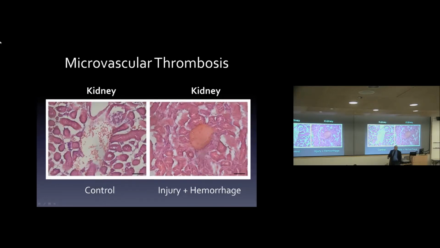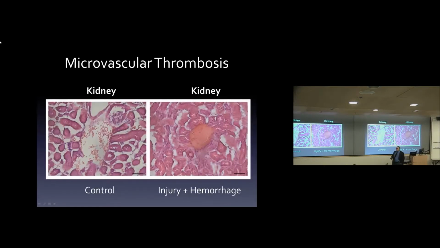We didn't find very much clot in our control animals, which was good. However, in the mice that had the injury and the hemorrhage, we were looking around, and lo and behold, there it was. So this pink is consistent with fibrin deposition in the H&E staining. So we were pretty happy about that.